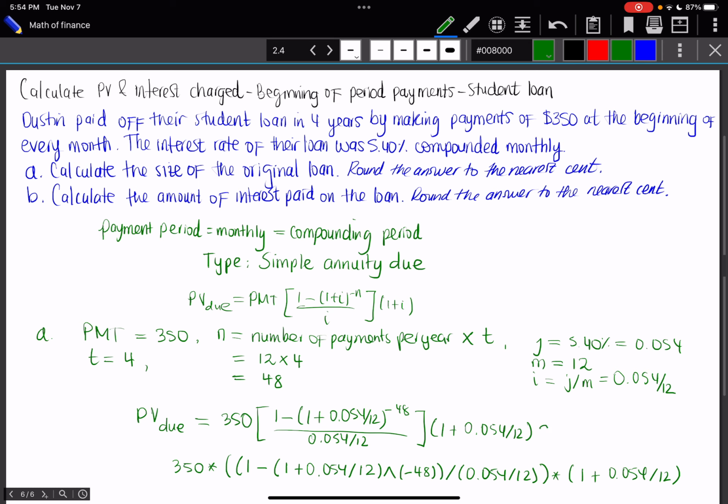And a calculator would give us the answer $15,146.96 when we round the answer off to 2 decimal places. So we get $15,146.96 as the size of the original loan. All right, let me erase what we have here.